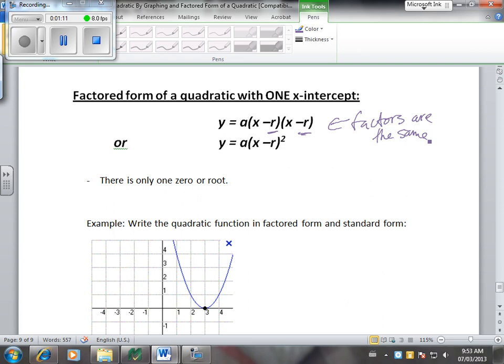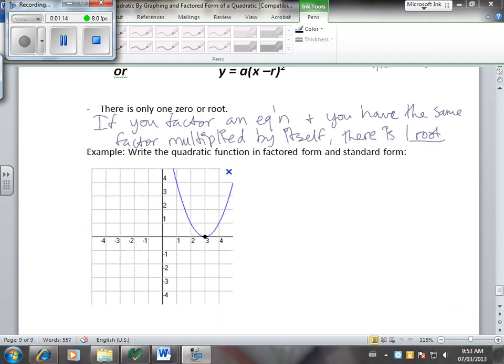So if there is only one zero, or to put this into written form, if you factor an equation and you have the same factor multiplied by itself, so 1 times 1 or 2 times 2 or 6 times 6, then you only have one root.